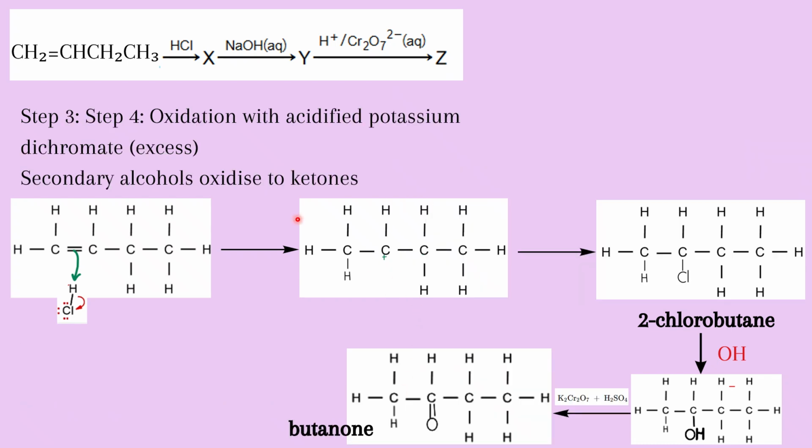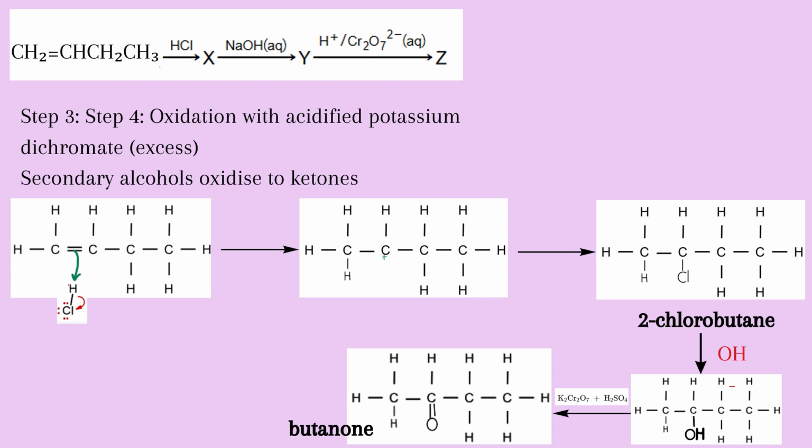Now, the next step is this. After getting this particular product, let us react it with acidified potassium dichromate. So what is the function of this acidified potassium dichromate? Well, it acts as an oxidizing agent. So it oxidizes this particular alcohol into a ketone.